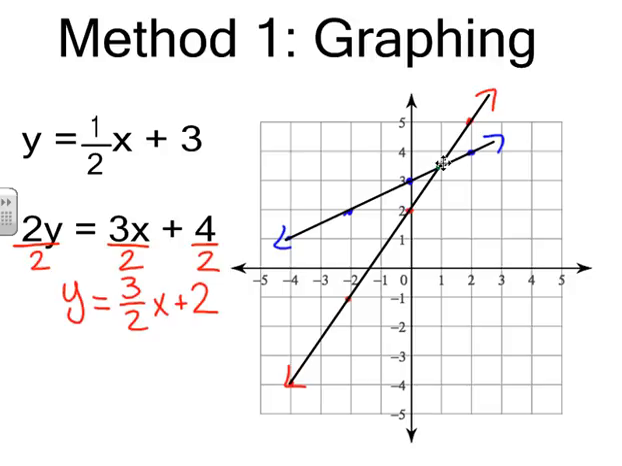Now this time our intersection is a little bit off of the grids behind it, but we can still estimate that we are at 1 and 3.5 as our ordered pair. So this time we may or may not have an exact value. When we use substitution, we'll find out if that's the exact answer.